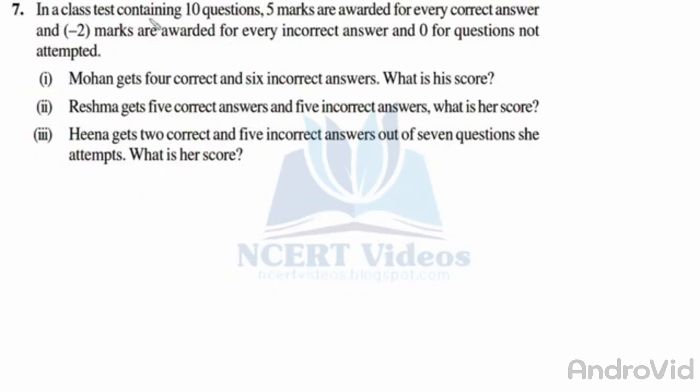Seventh, in a class test containing 10 questions, 5 marks are awarded for every correct answer, and minus 2 marks are awarded for every incorrect answer, and 0 for questions not attempted. Now first, Mohan gets 4 correct and 6 incorrect answers. What is his score?